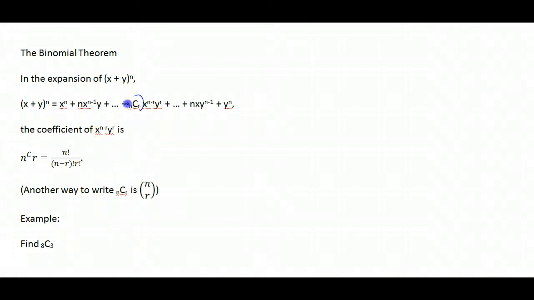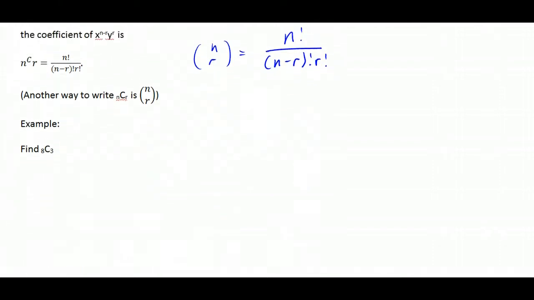But you may be asking yourself, what the heck is that right there? Okay, that is, if you have a combination of n, r, that's n factorial over n minus r factorial, r factorial. And a quick way to write that is just parentheses n over r. Remember that equals n factorial over n minus r factorial, r factorial. So let's do it with numbers, okay?